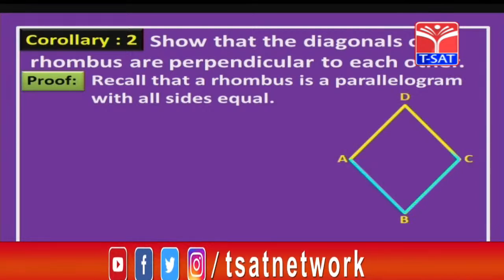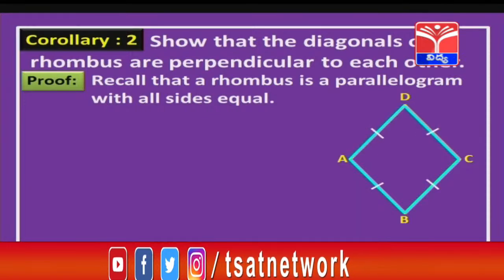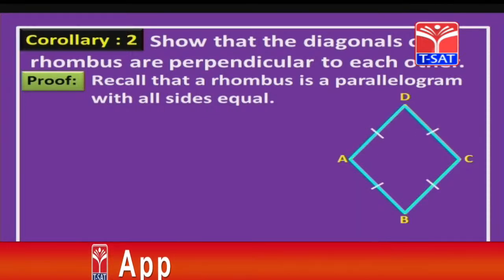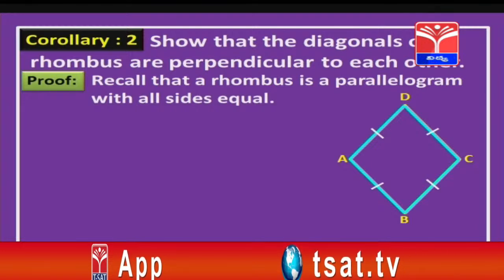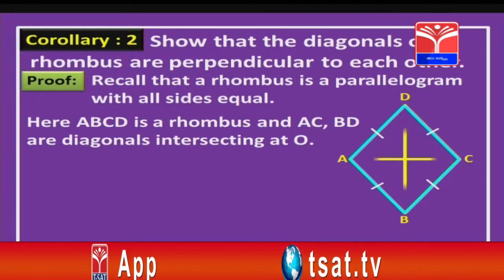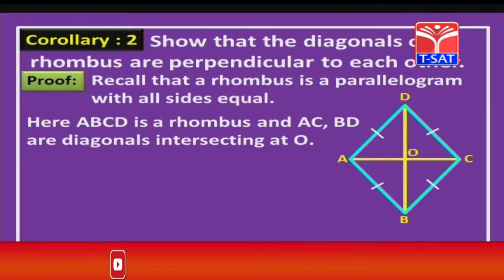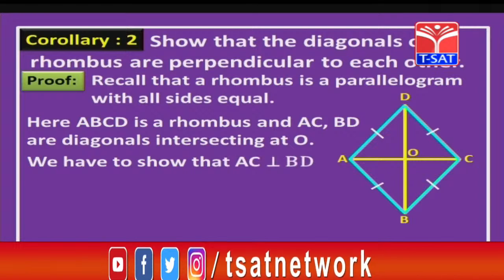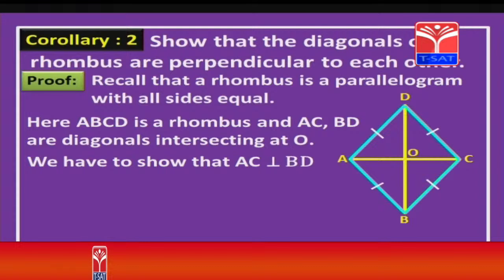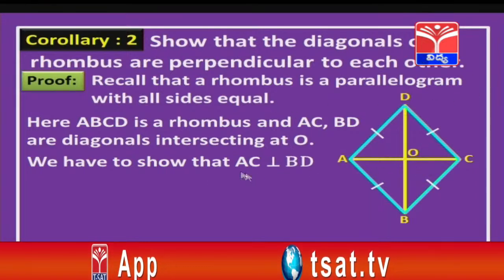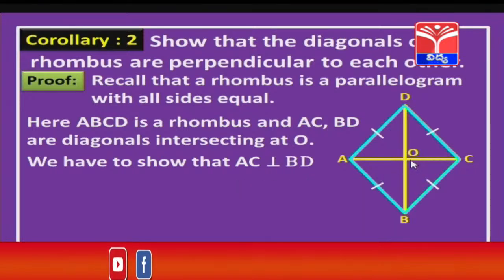Now, in this rhombus ABCD, you can notice all four sides, that is AB, BC, CD and DA, are equal. Now, let us draw two diagonals, that is AC and BD. Both are intersecting at point O. Now, children, what do we need to prove here? The diagonals are perpendicular to each other. What are the diagonals here? AC and DB. So, we just need to prove AC is perpendicular to BD. That means the angle between these two diagonals is 90 degrees. That is what we need to show, children.